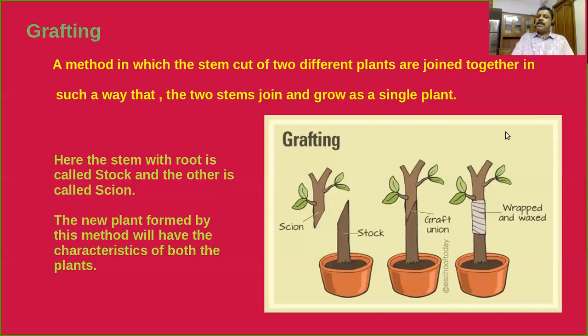Can you predict the speciality of this particular plant? Yes. This plant may have the characteristic features of two different plants. That means the stock and the scion. The new plant formed by this method will have the characteristics of both the plants. This type of artificial vegetative propagation we can collectively call grafting.